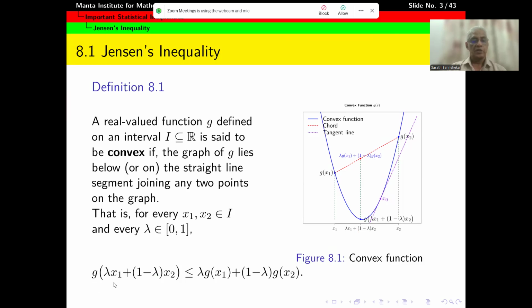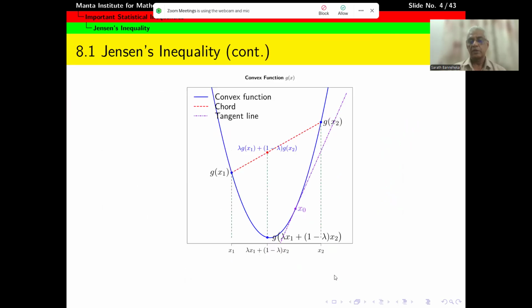g evaluated at this point is less than or equal to the point on the line segment, lambda g(x1) plus 1 minus lambda g(x2).